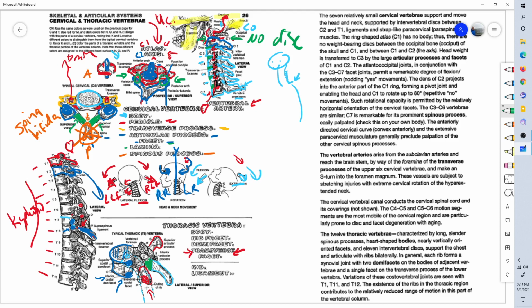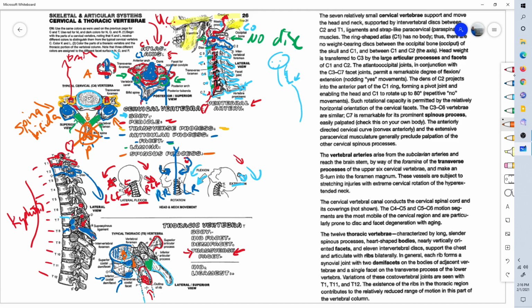Now, tucked inside there, we have the pedicle. Remember, pedicle was the bridge from the body to the articular process. Kind of a bridge between the body and the next area here. I don't want to ruin it with color right now.